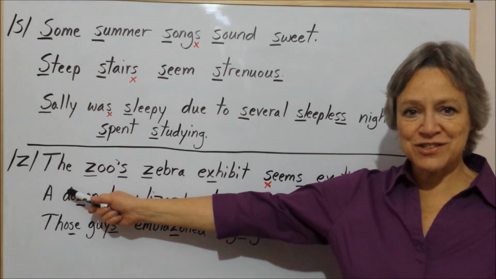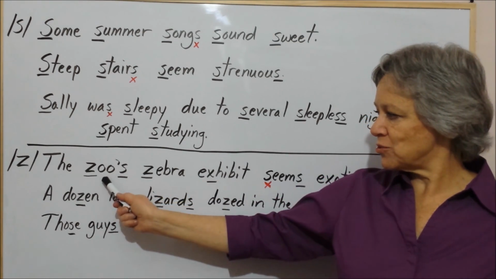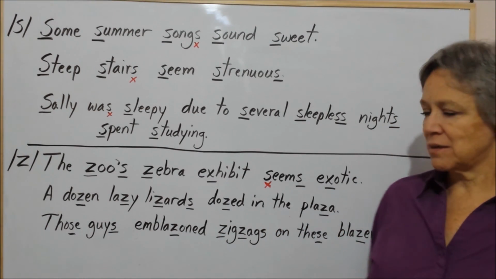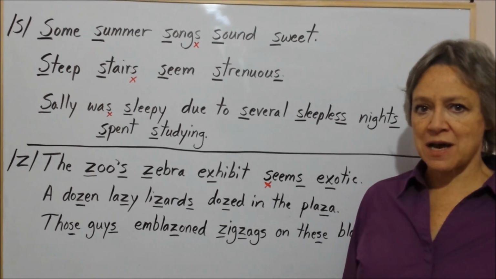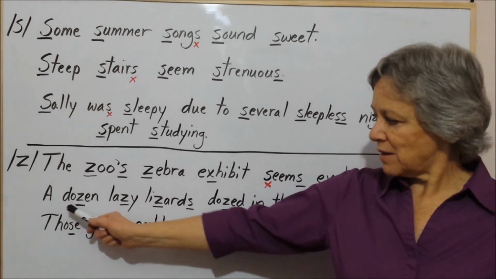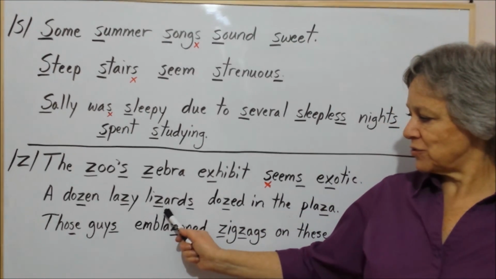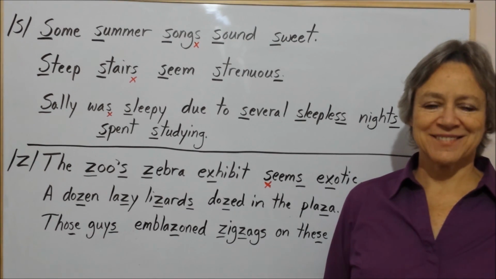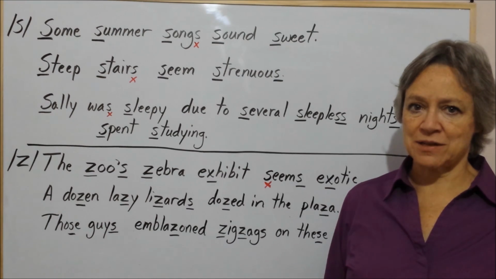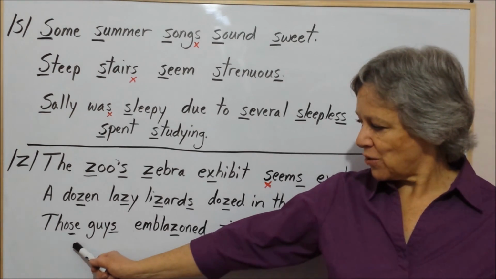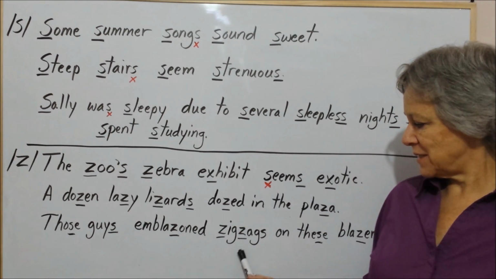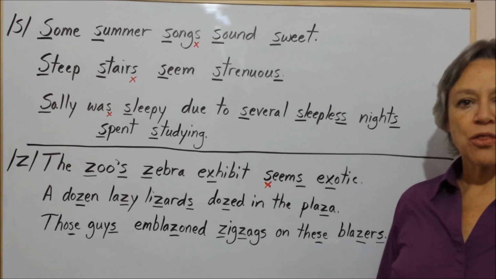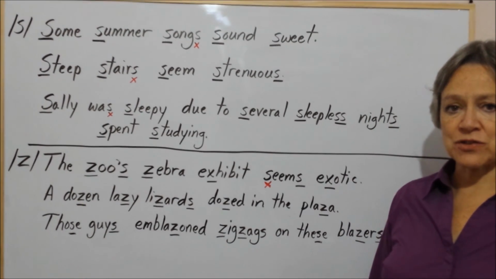Okay? Now for the Z sentences. The zoo's zebra exhibit seems exotic. A dozen lazy lizards dozed in the plaza. Those guys emblazoned zigzags on these blazers.